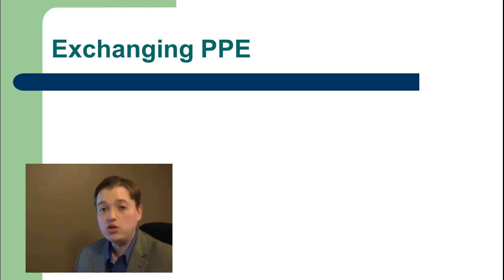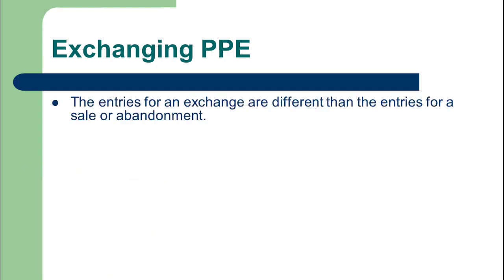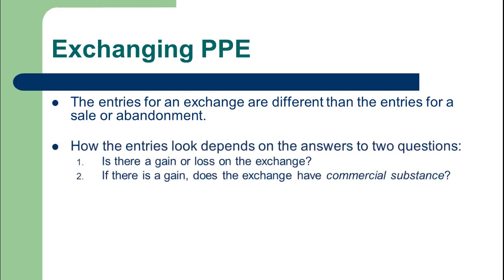So that's the example that we're going to use, but this could easily be two companies that say, hey, you've got a machine that I need, let's just swap these machines. So the entries are a little bit different for an exchange than they are for a sale or an abandonment. It all comes down to two big questions, what these journal entries will look like.